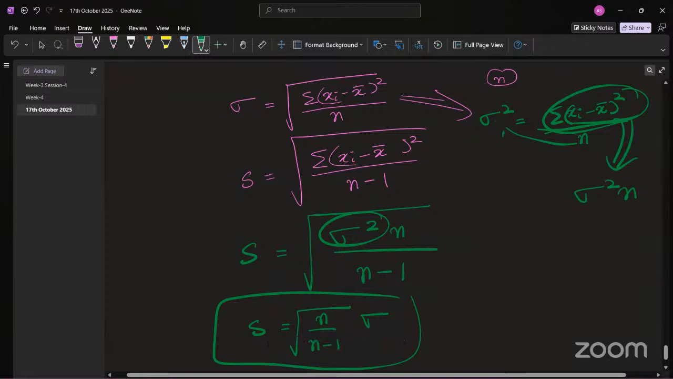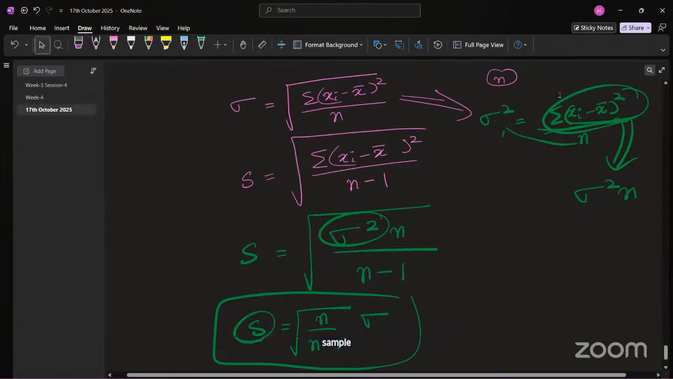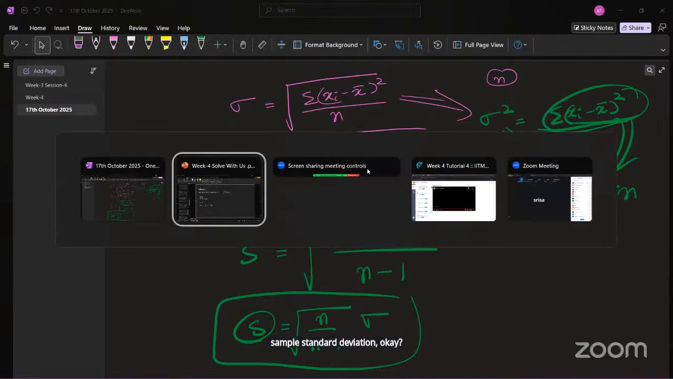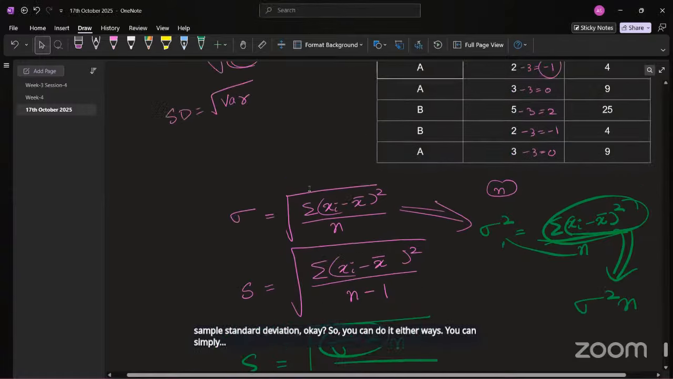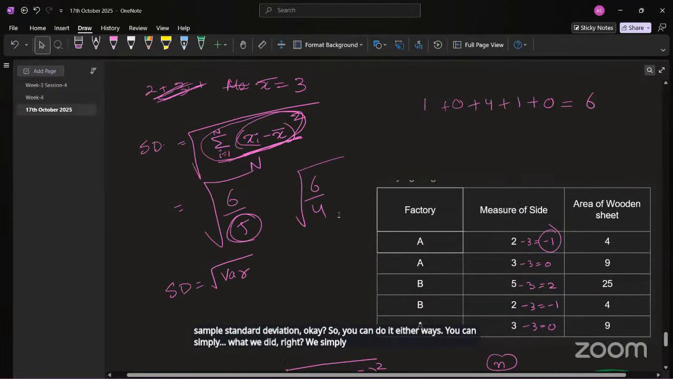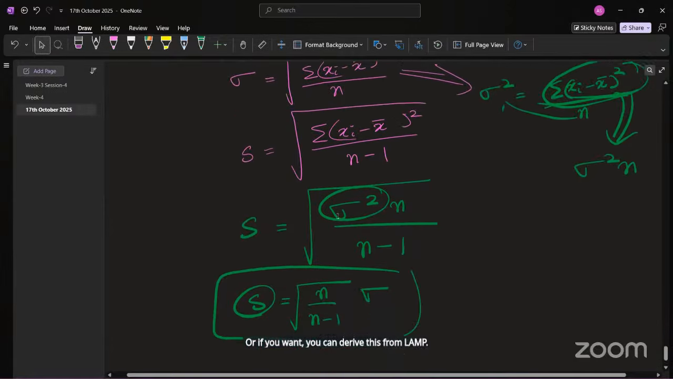Yes, sir, got it. Okay, so if you know the population standard deviation, you can calculate the sample standard deviation. So you can do it either way. What we did was simply replace this 5 with 4. You can do it like this also, or if you want, you can derive this formula and use this also. Okay.